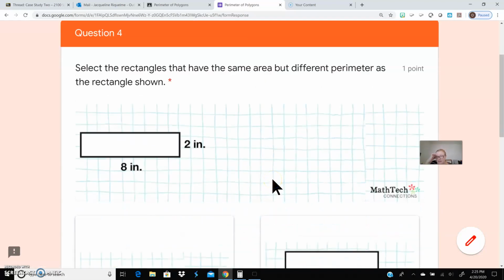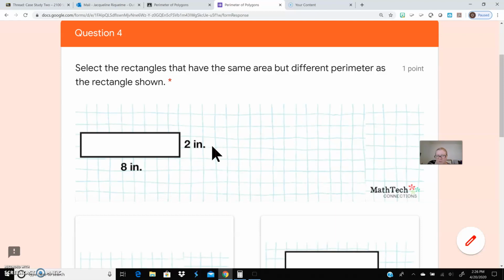Okay, select the rectangles that have the same area but different perimeter as the rectangle. Okay, so it's a little trickier. So first we need to figure out the area. The area of this shape is going to be 8 times 2. Okay, so I know 8 times 2 is 16. I'm going to write that on the side. I know the area is 16.